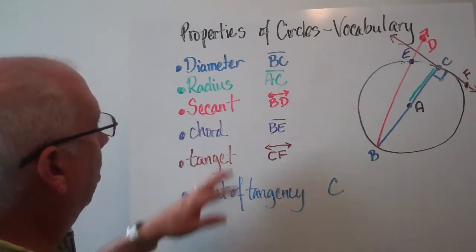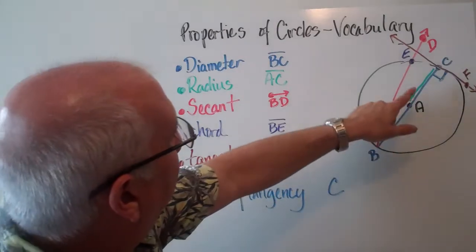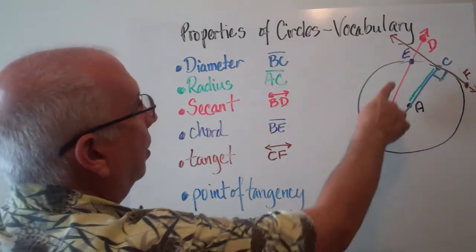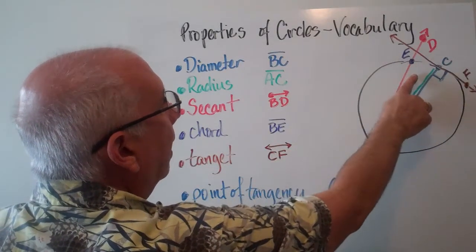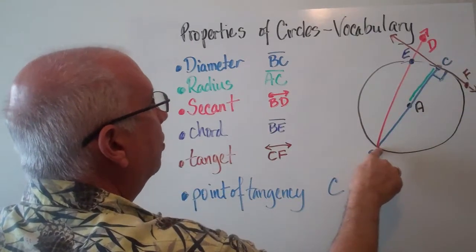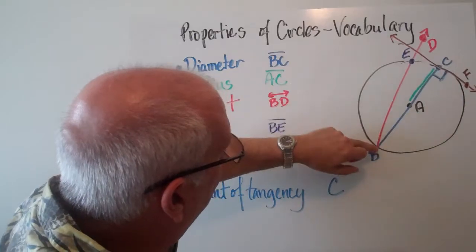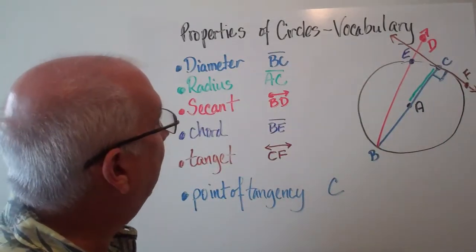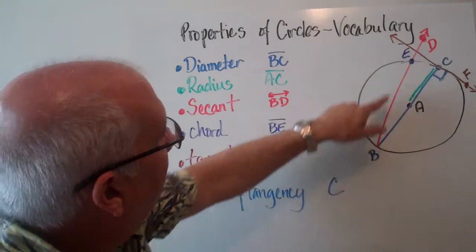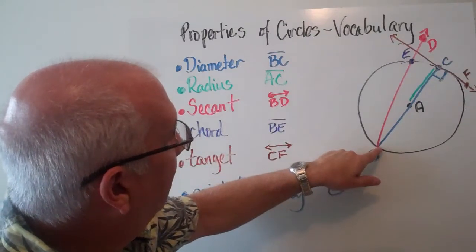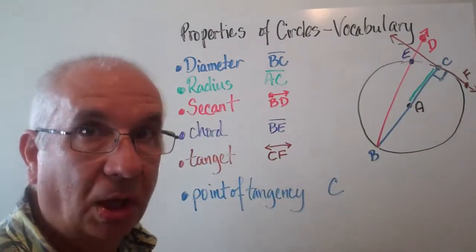Chord is similar. An example of a chord is the part in purple here. Could be from E to B. From one point on the circle to another point on the circle is a chord. So BE is a chord, but the diameter BC is also a chord.